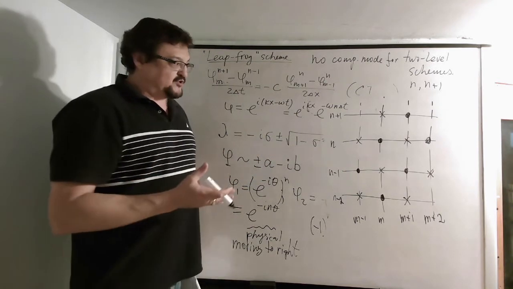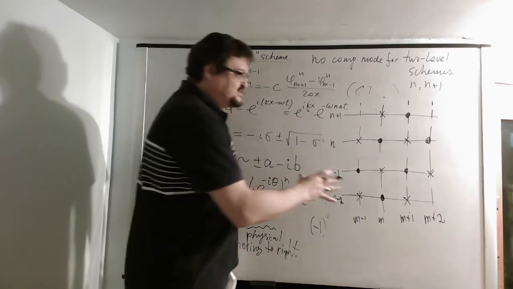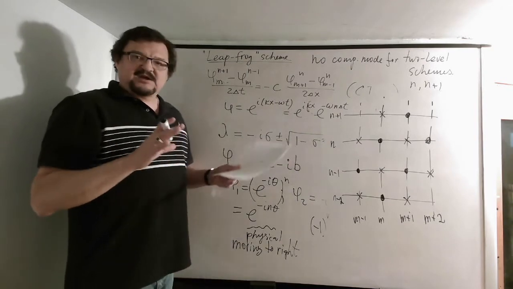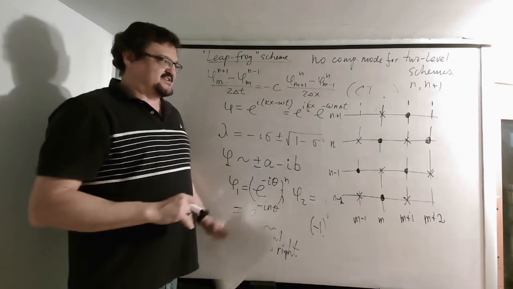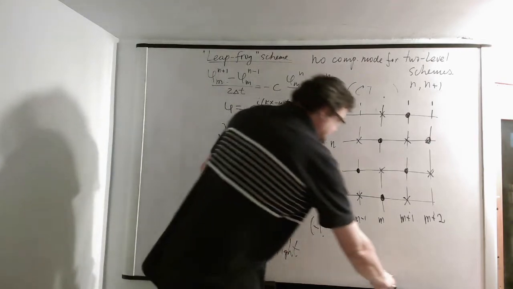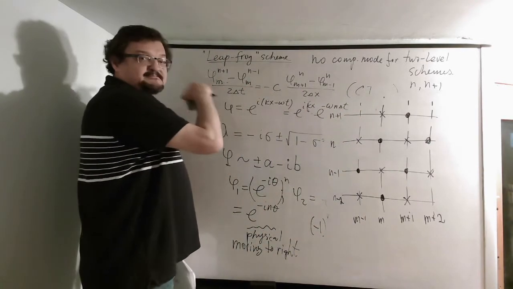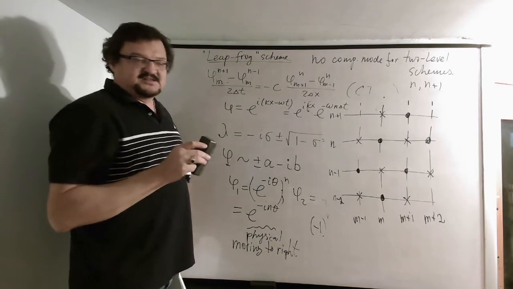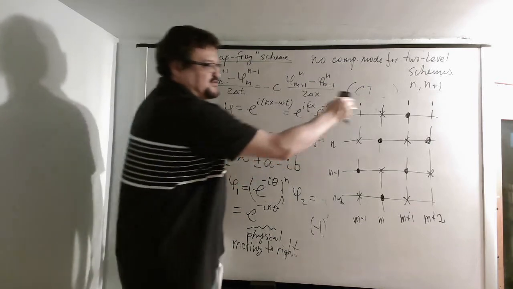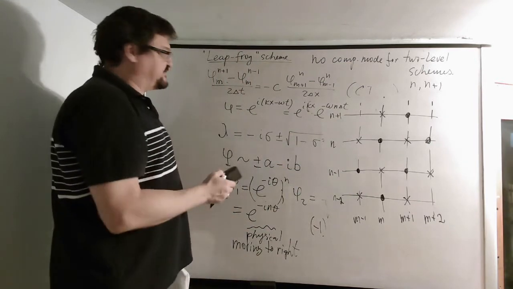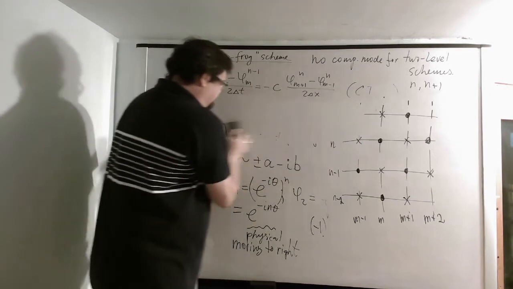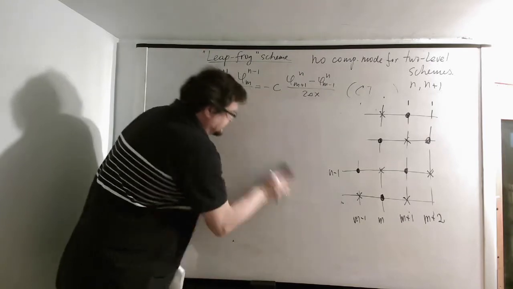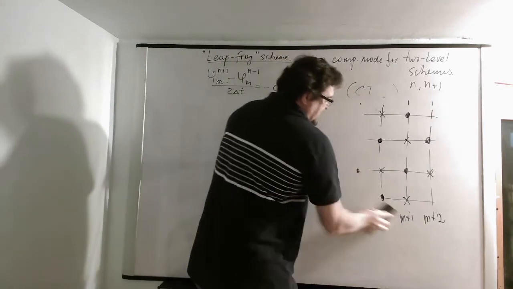In order to mitigate this phenomenon, you need to somehow connect those two solutions to each other, make them nudge each other. That's why the leapfrog scheme by itself is never used. You need to use a so-called filter to connect those two sets of solutions that this scheme generates. There are several approaches to that, and we consider as an example probably the most common one.